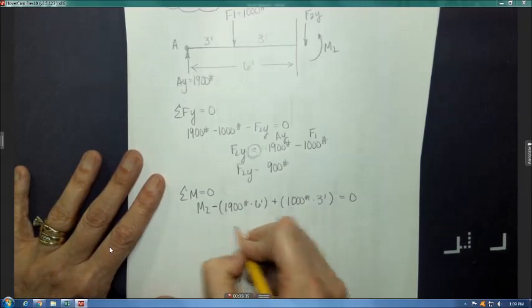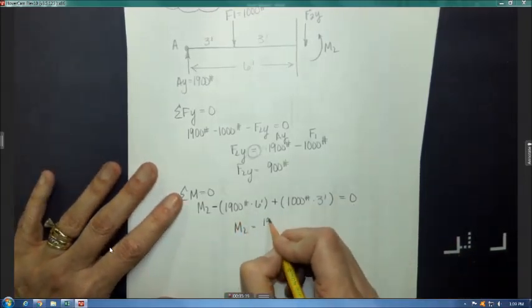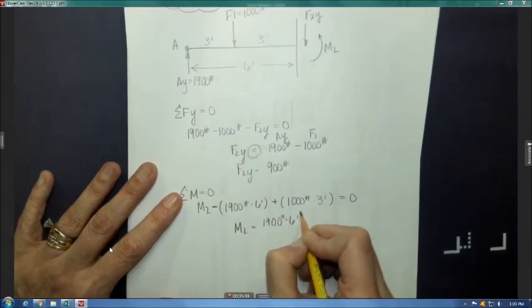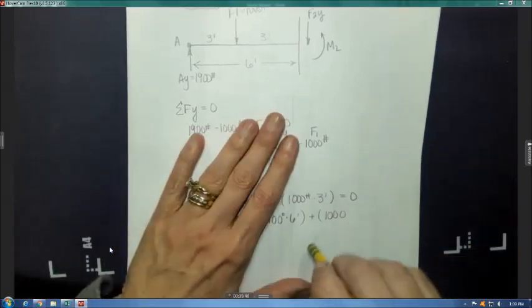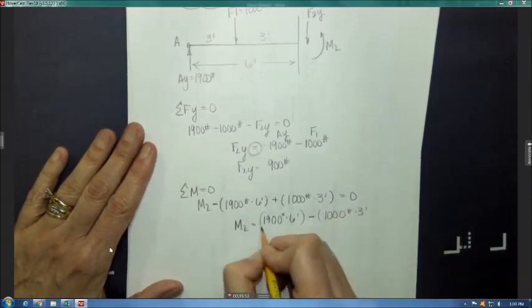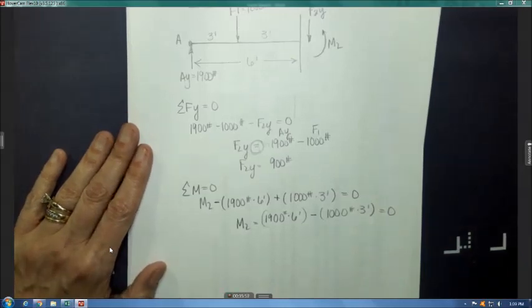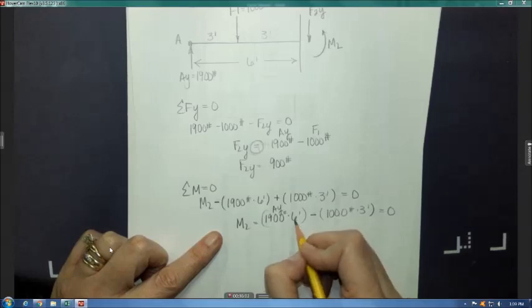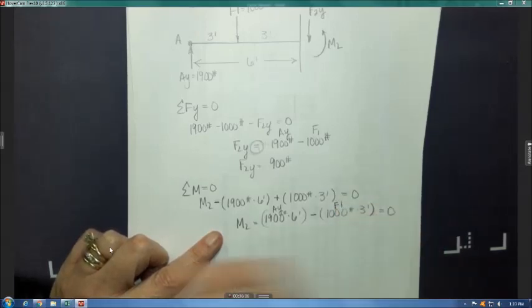Now, solving for my M2 is going to be equal to the 1900 times 6 feet minus 1,000 times 3 feet is equal to 0. Now my 1900 is AY. Now my 6 feet here, we'll talk about that in a little bit. My 1,000 is my F1.